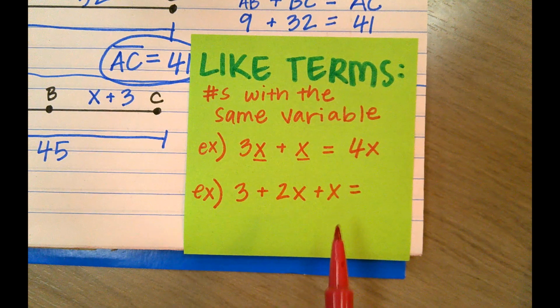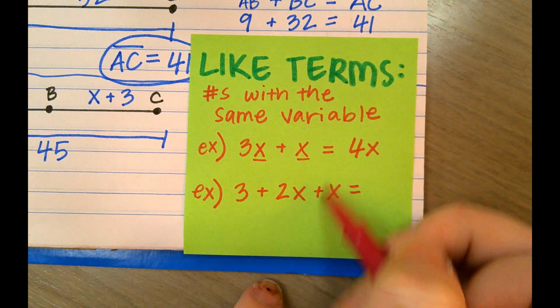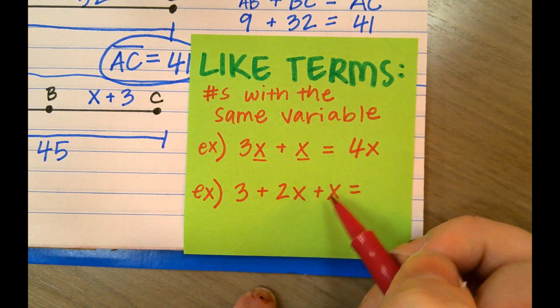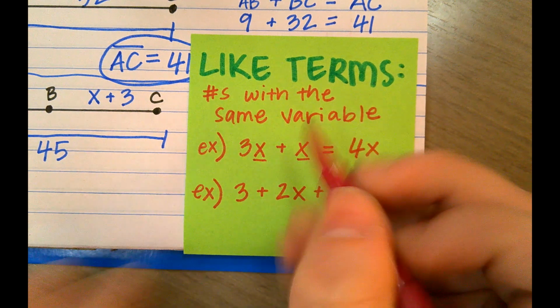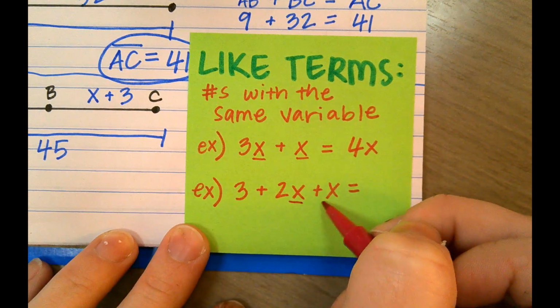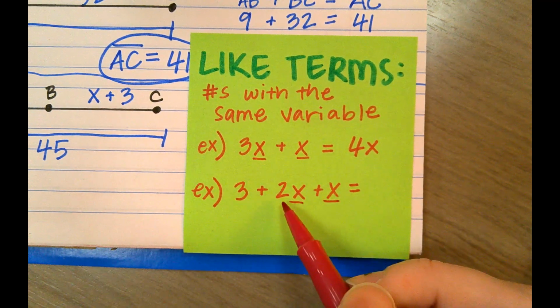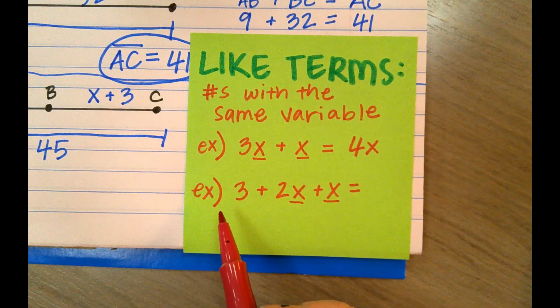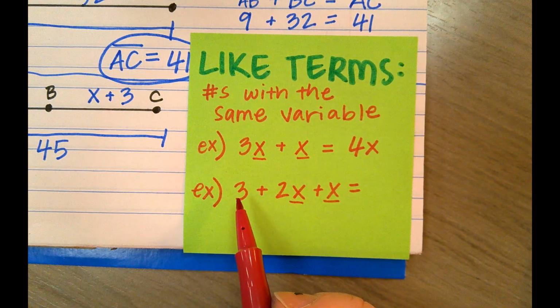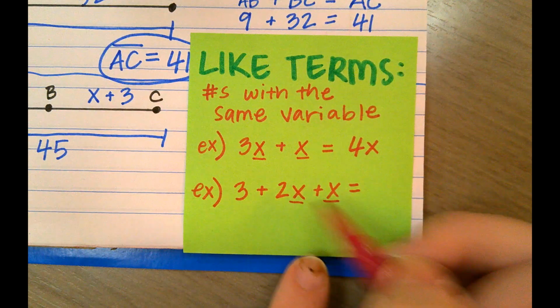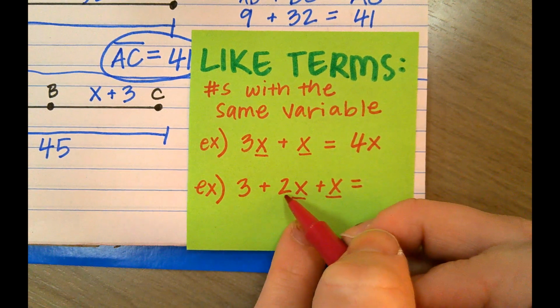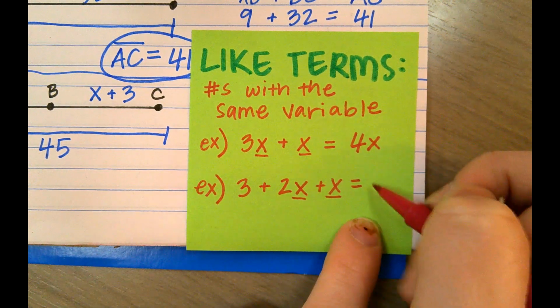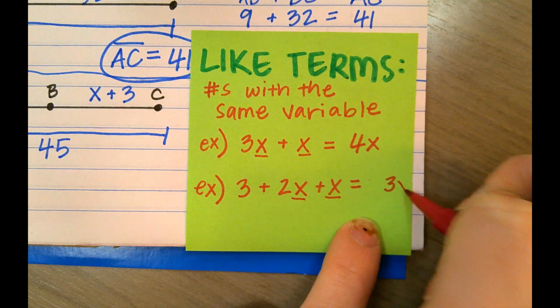Which two terms are like terms? 2x plus 1x. There is an invisible 1 here. If there's no number, we know there's just 1x. So 2x, 1x. Can I add that 3 on there? No, 3 does not have an x on it, so it's not like terms. So I can only add 2x plus 1x, which is 3x.